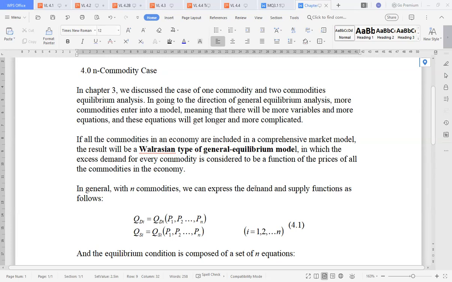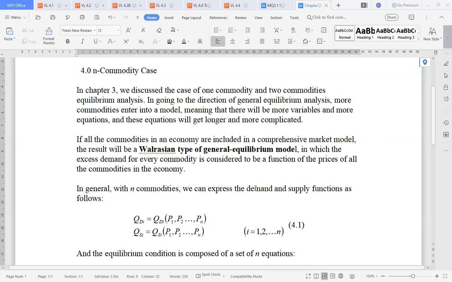So we introduced the concept of writing it alternatively using the shorthand method, but it was still a bit onerous. So imagine class if we try to include in the model all the commodities in an economy in one comprehensive model. It tends to get more onerous, it tends to get more complicated.